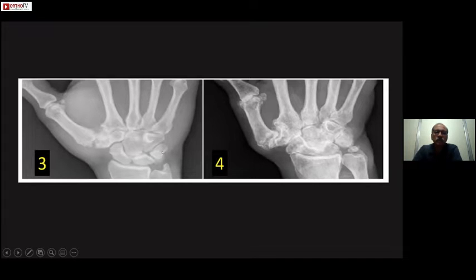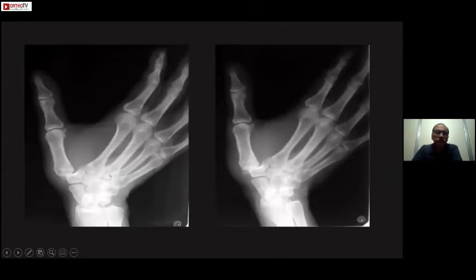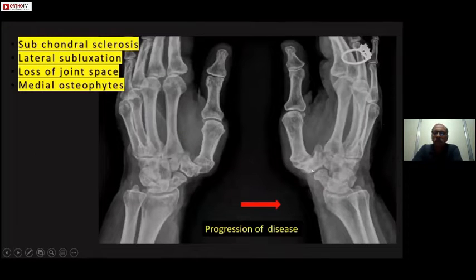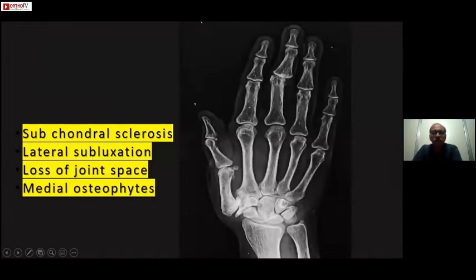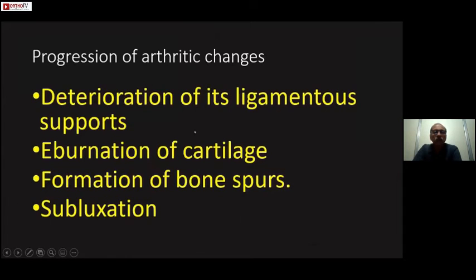So you see these pictures, and every appearance of grade 3 is different. You can see that this metacarpal is hinging on the lateral aspect of the trapezium. You can see that there is a new bone here. You can see the medial osteophyte here, and you can see very gross advanced disease here with features of subchondral sclerosis, lateral subluxation, loss of joint space, and medial osteophytes. The disease keeps on progressing. Nothing really helps in this. And you can see such grotesque examples of this problem. The arthritis keeps on progressing, as I've said, with subluxation.